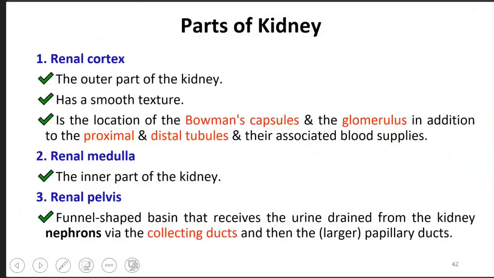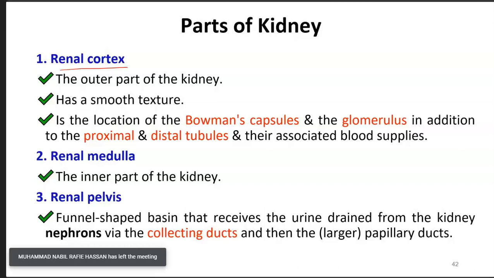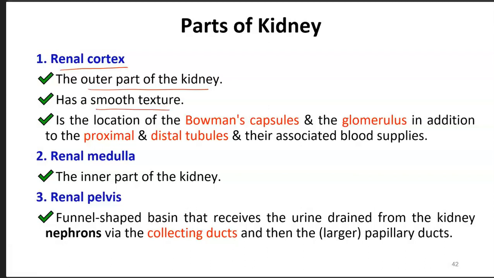Okay, so the two regions, the parts of the kidney. So the renal cortex. The renal cortex is the outer part of the kidney. It has a smooth texture. It is the location of the Bowman capsule and also the glomerulus, like I've drawn just before, in addition to the proximal and distal tubule and the associated blood supplies.